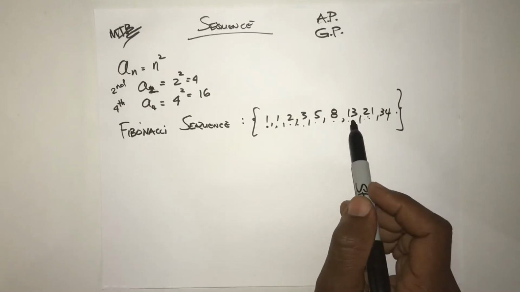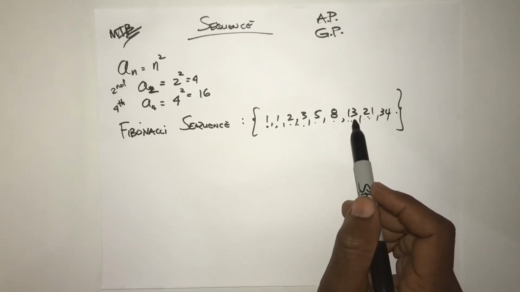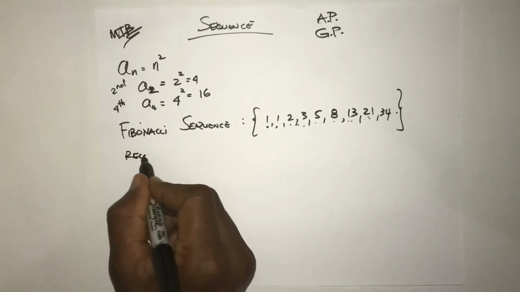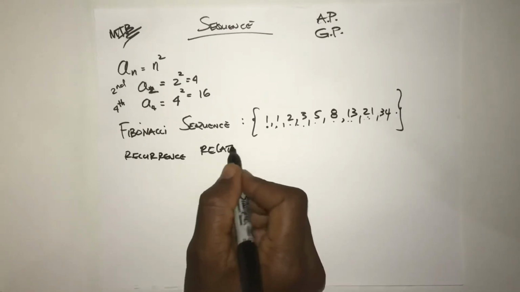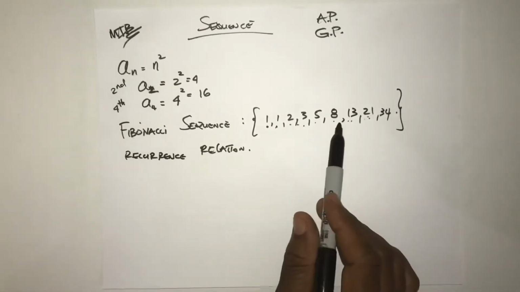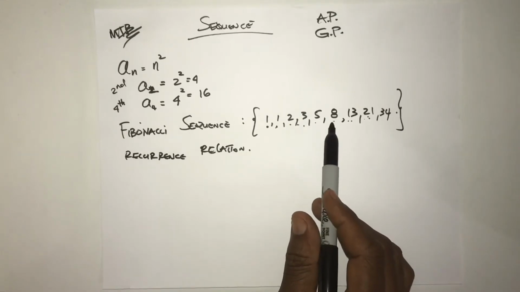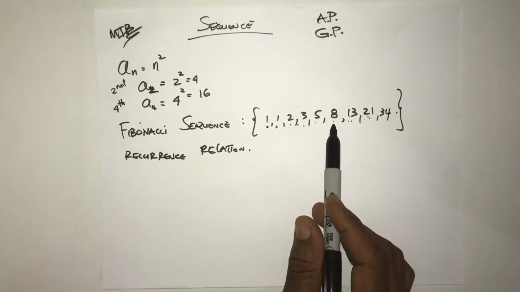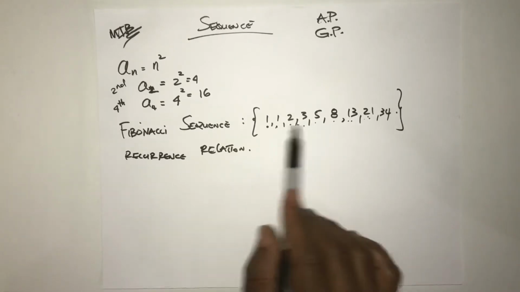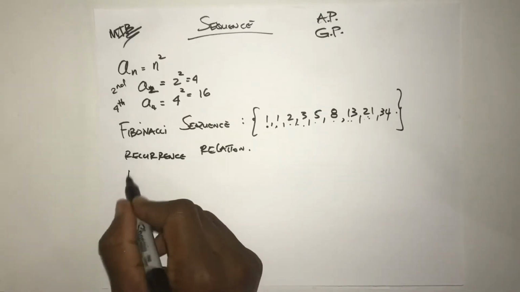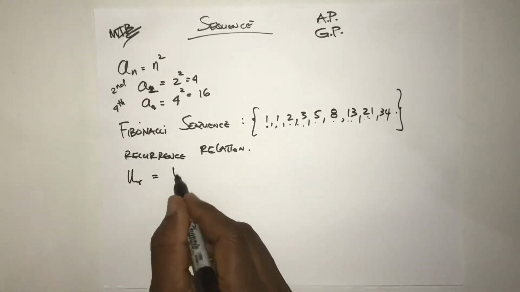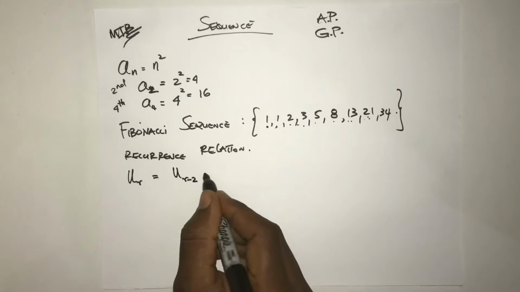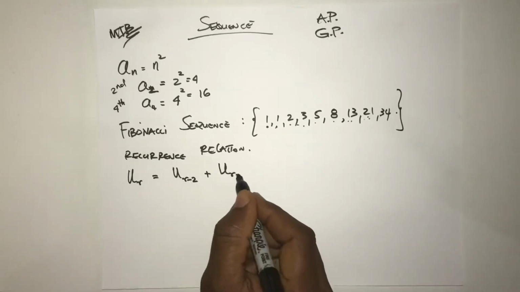Now, any rule that depends on the values of the previous two terms is called a recurrence relation. So with respect to the Fibonacci sequence, the rule that governs it is indeed a recurrence relation or a recursive formula, depending on which you're accustomed to. The recursive formula that governs the Fibonacci sequence is: U_r, which denotes a general term, is equal to U_(r-2) plus U_(r-1).